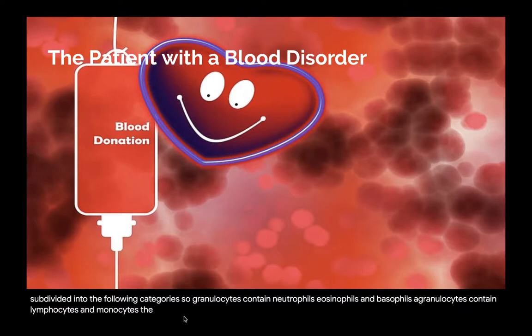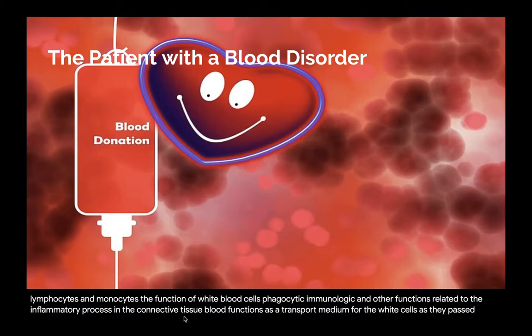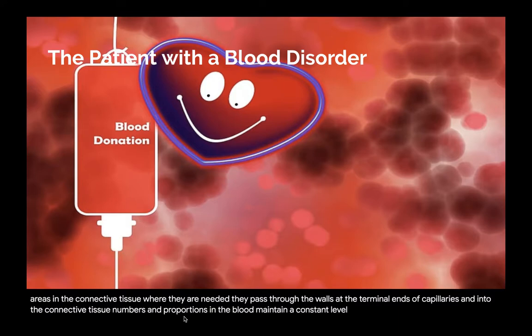The function of white blood cells. Phagocytic, immunologic, and other functions related to the inflammatory process in the connective tissue. Blood functions as a transport medium for the white cells as they pass to areas in the connective tissue where they are needed. They pass through the walls at the terminal ends of capillaries and into the connective tissue. Numbers and proportions in the blood maintain a constant level in health.